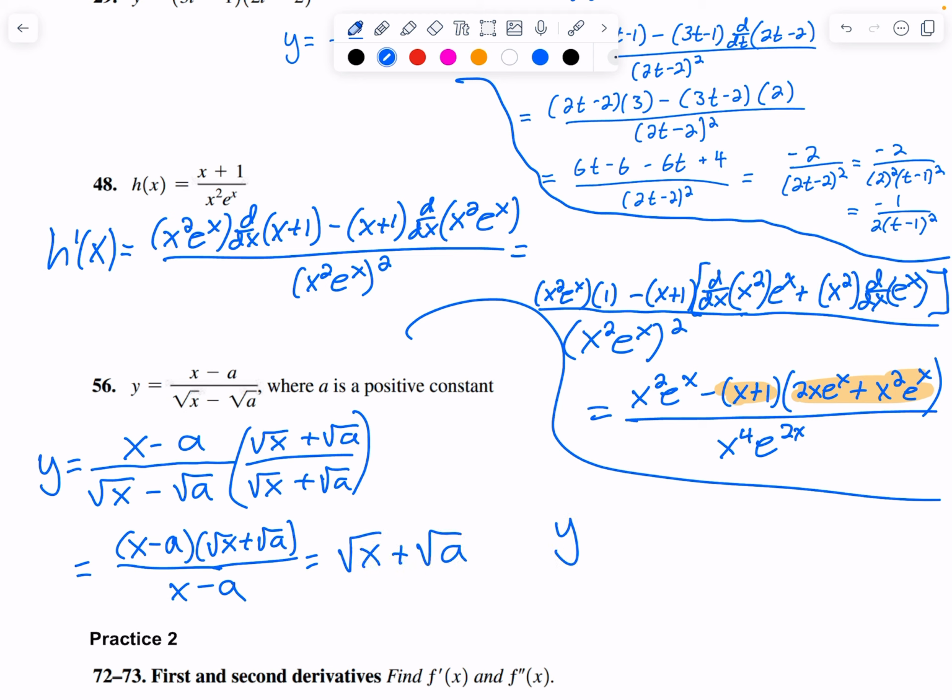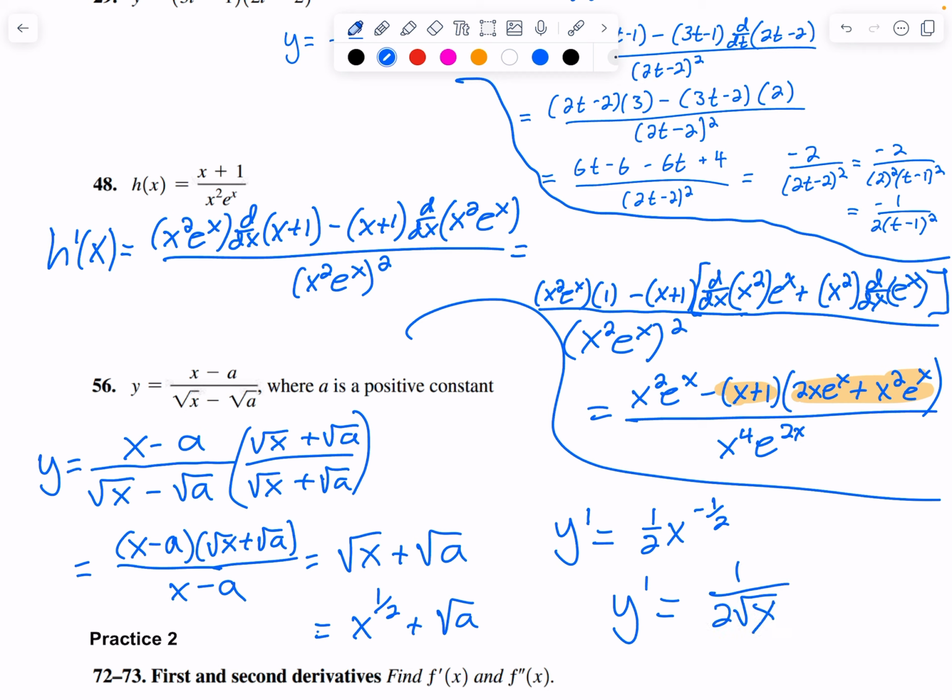So this derivative would be much easier because this is just x to the 1/2. And then a is a constant. So y prime would be 1/2 x to the negative 1/2. And then the derivative of the constant is 0. And then this turns into 1 over 2 square roots of x.